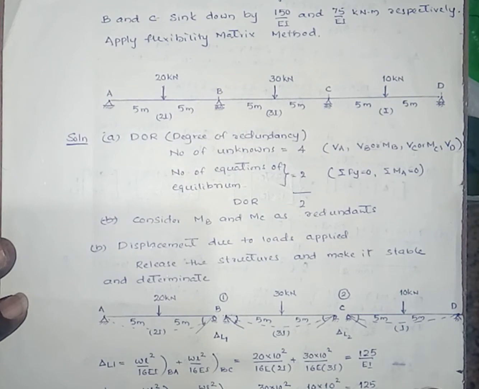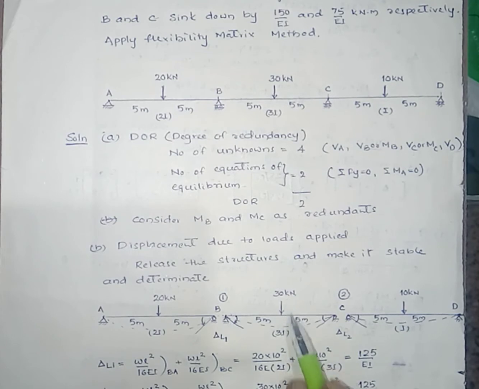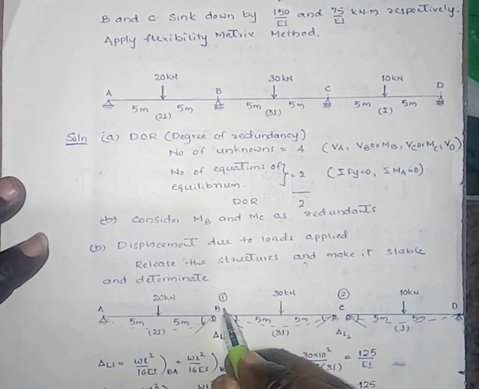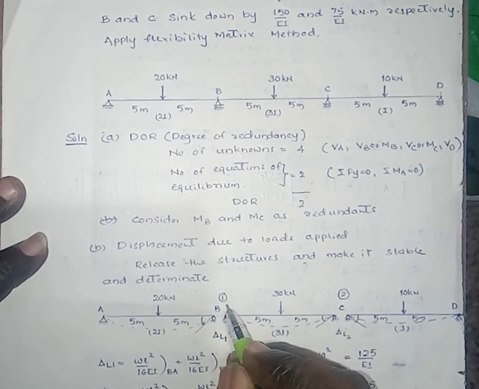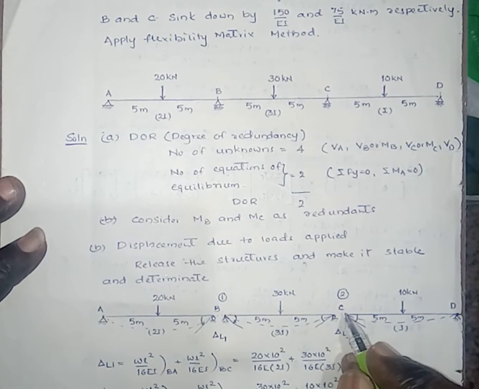Here in span AB, it is subjected to a point load of 20 kilonewton with moment of inertia 2I. In span BC, it is subjected to 30 kilonewton with moment of inertia 3I, and this is CD with span 10 meter subjected to 10 kilonewton with moment of inertia I. Now give the coordinate numbers. Since we have considered MB and MC as the redundants, in place of MB we have given coordinate number 1, and in place of MC coordinate number 2.